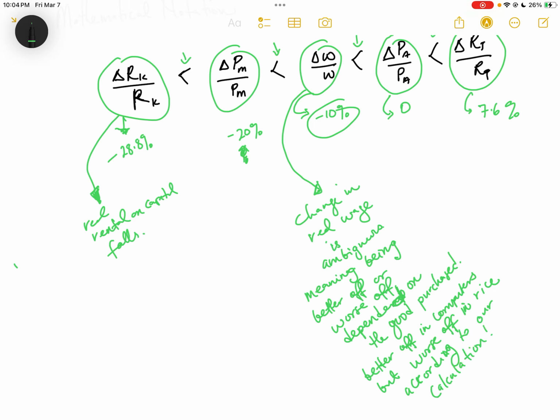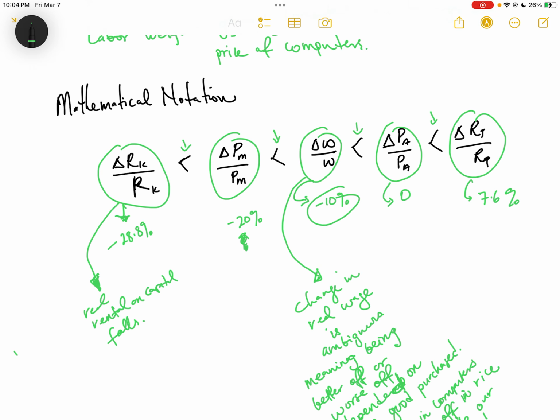And then what happened to the real rental on land? Well, that went up. Real rental on land went up.